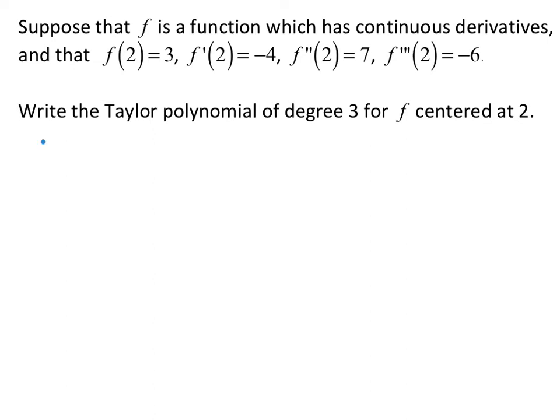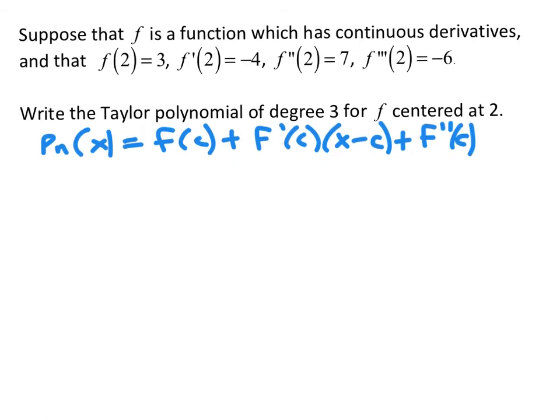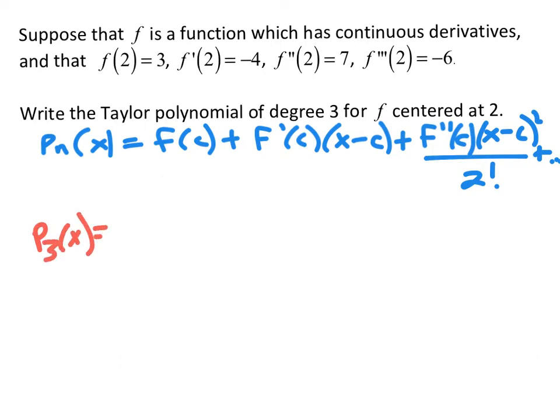So the Taylor polynomial said you're going to start with p sub n of x is equal to f of c plus f prime of c times x minus c plus f double prime of c times x minus c squared over 2 factorial plus, and of course that just keeps going, but since I ran out of room I'm just going to stop there. So applying that to what I have here, we are finding p sub 3 of x, because we're looking for a third degree Taylor polynomial.